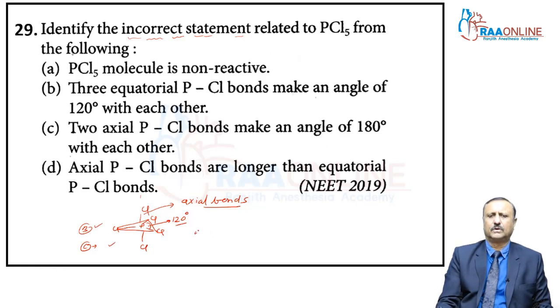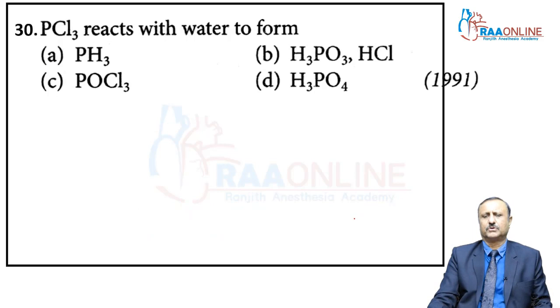Now, we can go to option D. Axial P-Cl bonds are longer than equatorial P-Cl bonds. Yes, this is also correct, because you can see this is longer and this is shorter. So, my dear students, the incorrect answer is A. Only A is the incorrect answer: the PCl5 molecule is non-reactive. This question was asked in NEET 2019, my dear students, question number 29. Now, we can discuss question number 30.